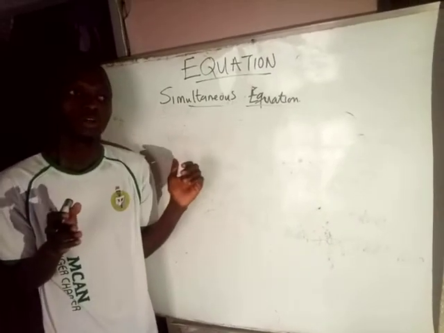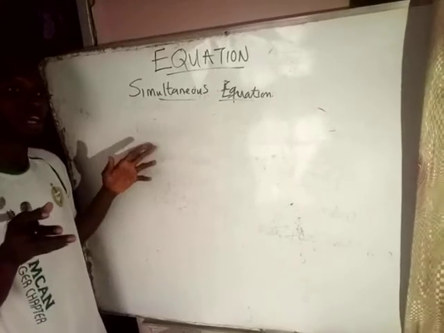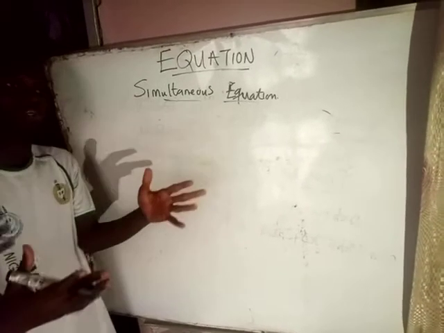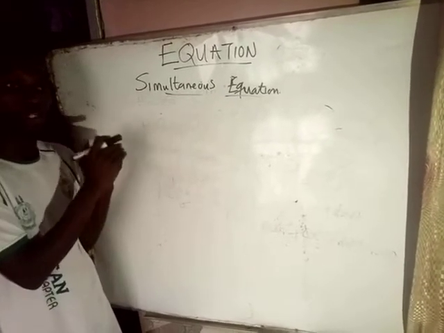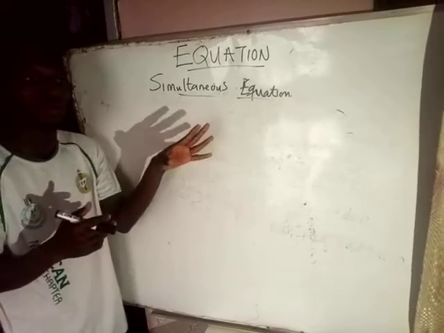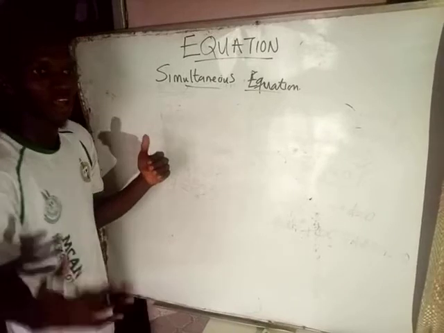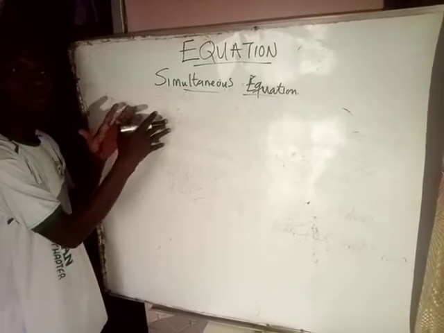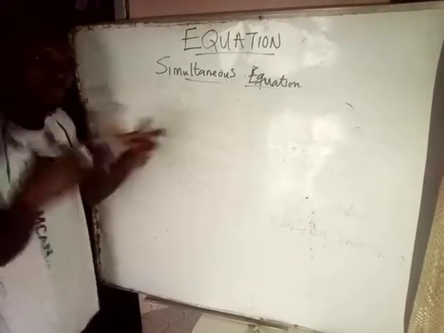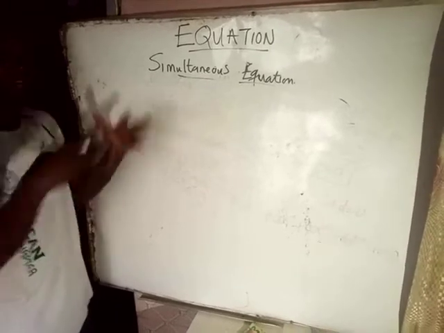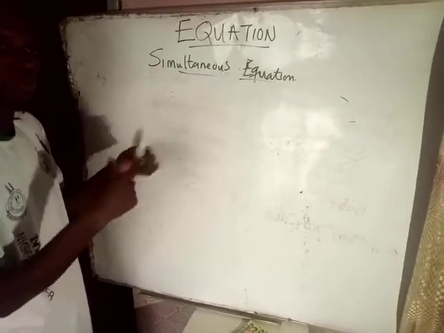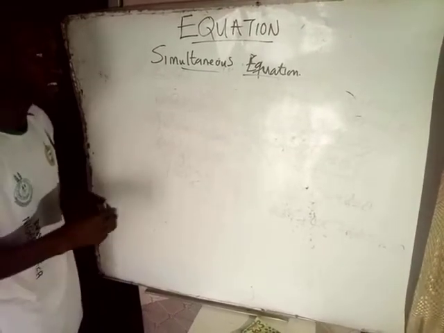Simultaneous equation. This is also another form of equation which we did not mention earlier. From the word simultaneous, when you do something simultaneously, I don't know how to put it, but probably you do it interwovenly. Later, when we start doing examples, we will understand it better.